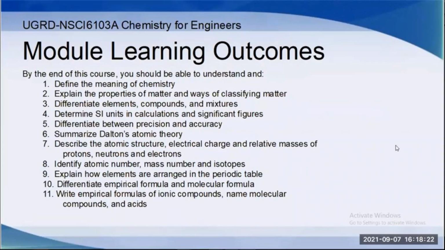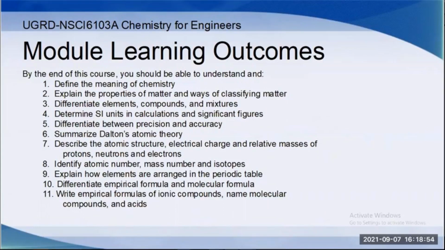Okay. So for this module, these will be our learning outcomes. By the end of this module, you should be able to: 1, define the meaning of chemistry. 2, explain the properties of matter and ways of classifying matter. 3, differentiate elements, compounds, and mixtures. 4, determine SI units in calculations and significant figures. 5, differentiate between precision and accuracy. 6, summarize Dalton's atomic theory.